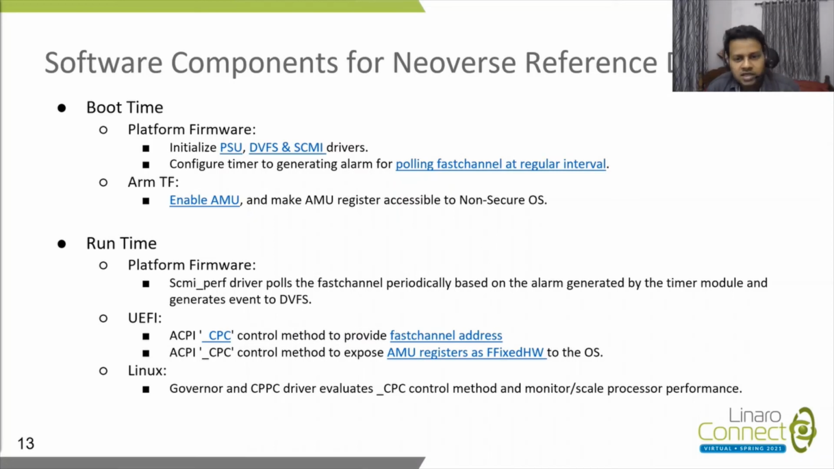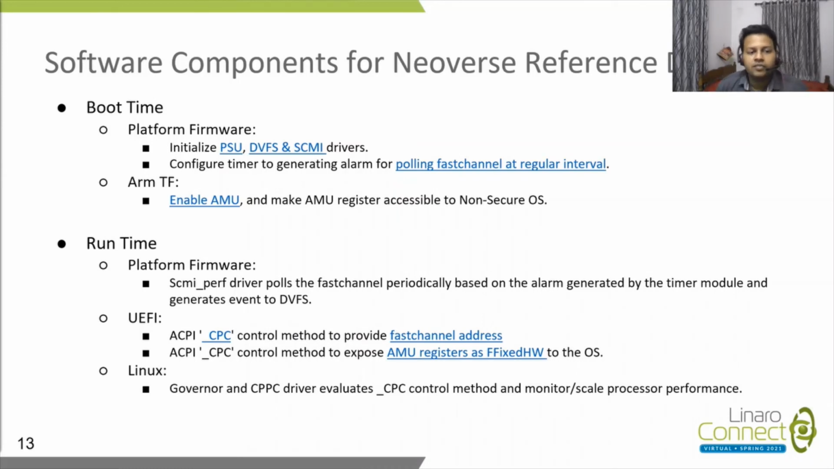majority of the changes are there in the ACPI, especially in the CPC control method. So the CPC control method should provide the fast channel address as well as the AMU register address as fixed hardware or feature fixed hardware for the OS. And also in the UEFI or in the ACPI table, the PSD or the P-state dependency control method should also be declared under each of the cores.